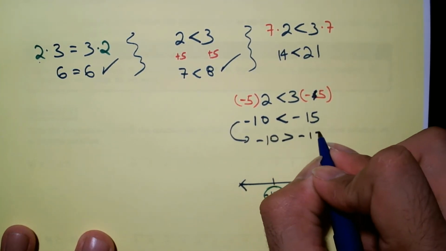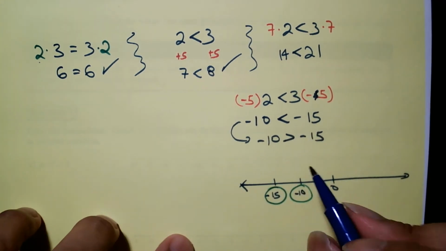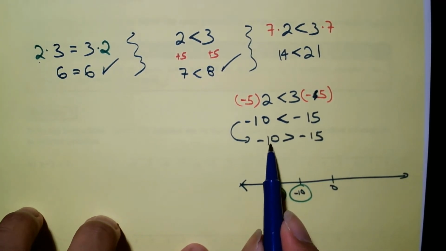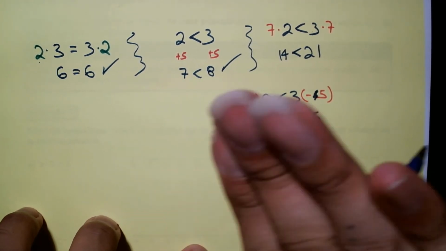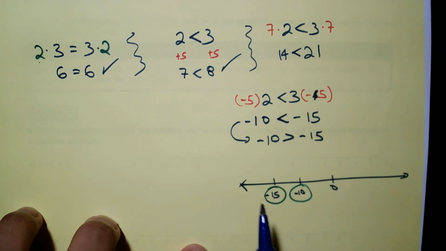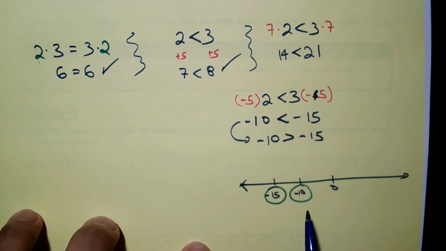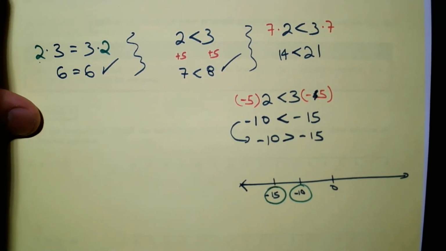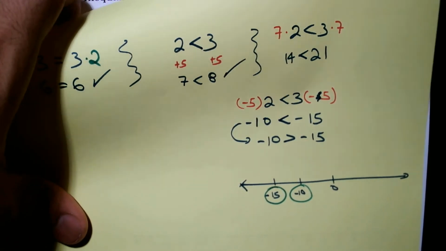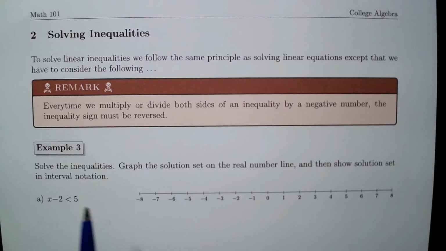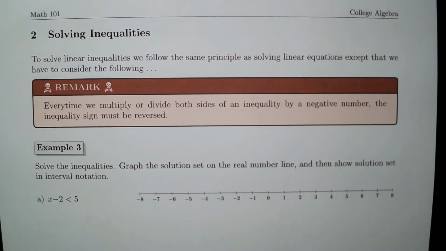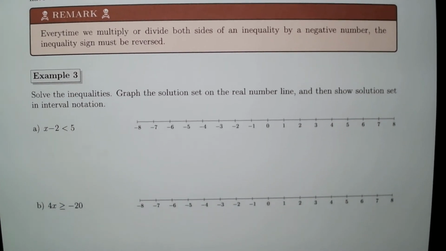Reverse the inequality sign. Alright? So in this case, it is true that negative 10 is greater than negative 15 because this number is further to the right of negative 15. So that's what makes it a larger number. Alright, so that's how we can explain the reason for which we need to reverse the inequality sign every time we multiply or divide an inequality by a negative number. We're gonna have examples like those.